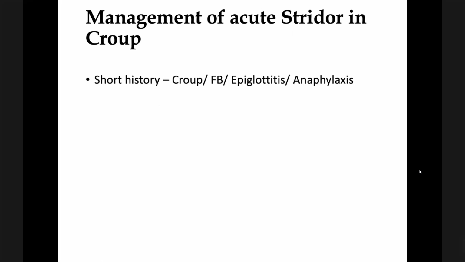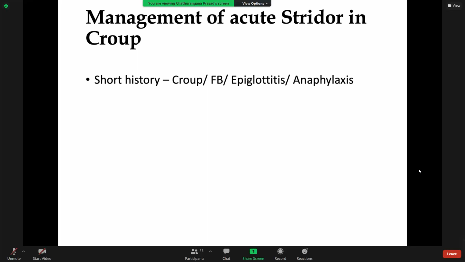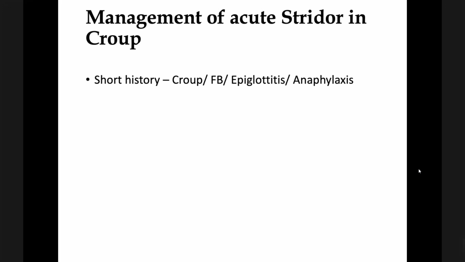Of course, there can be other reasons for stridor, such as foreign body ingestion or epiglottitis. Thankfully, we don't see it because of the wide availability of Hib vaccination. And in anaphylaxis, we learned they can have stridor. So what do we do?